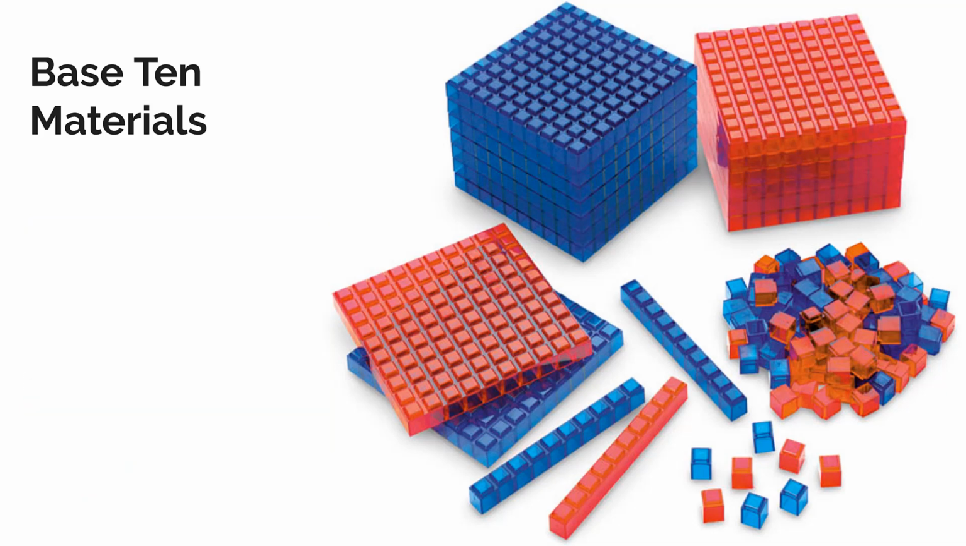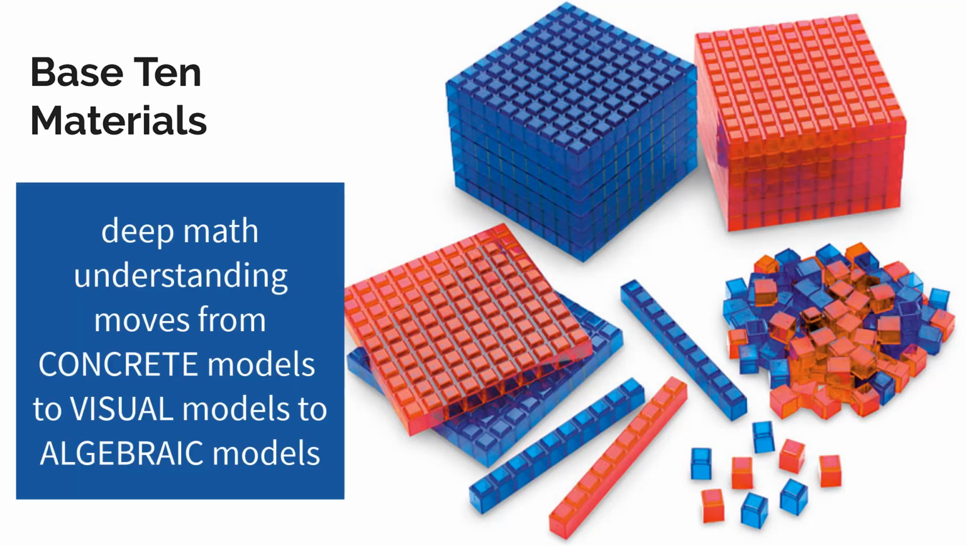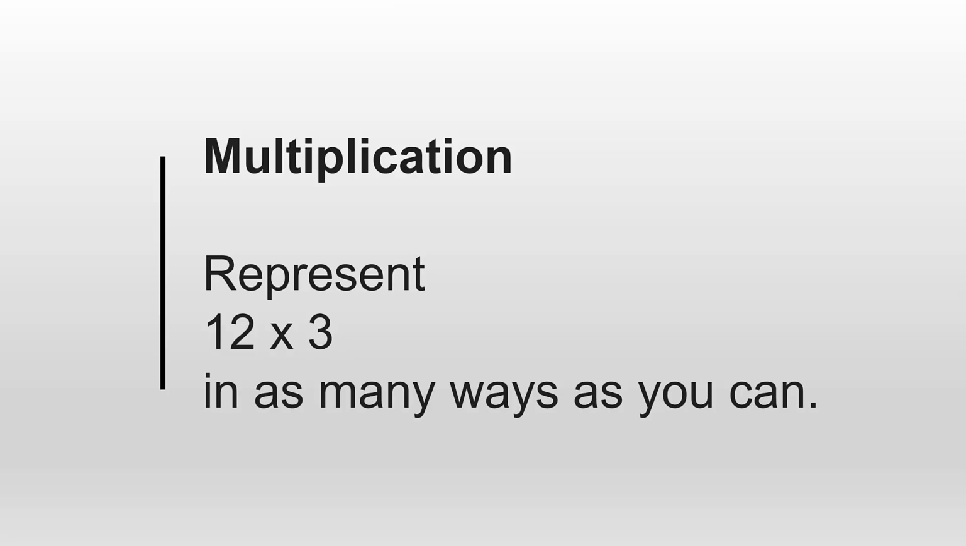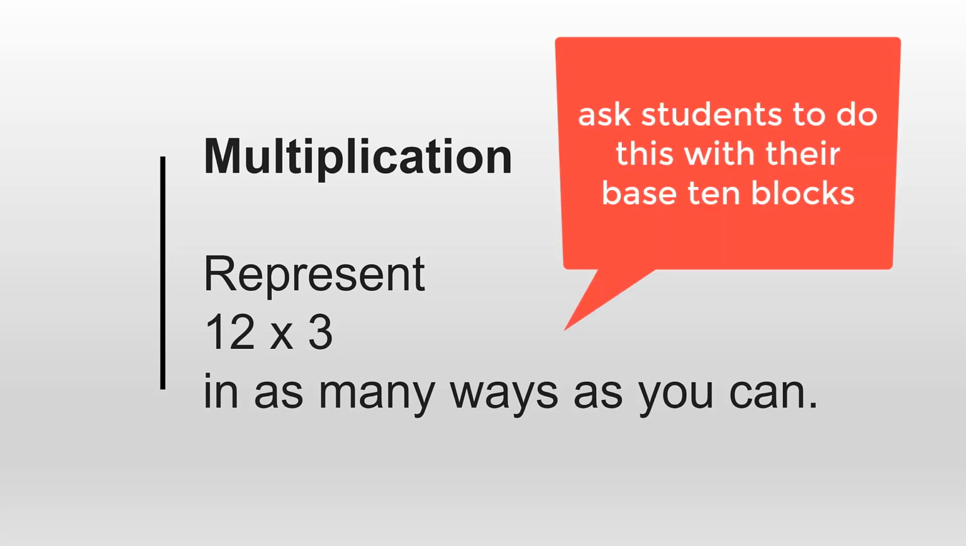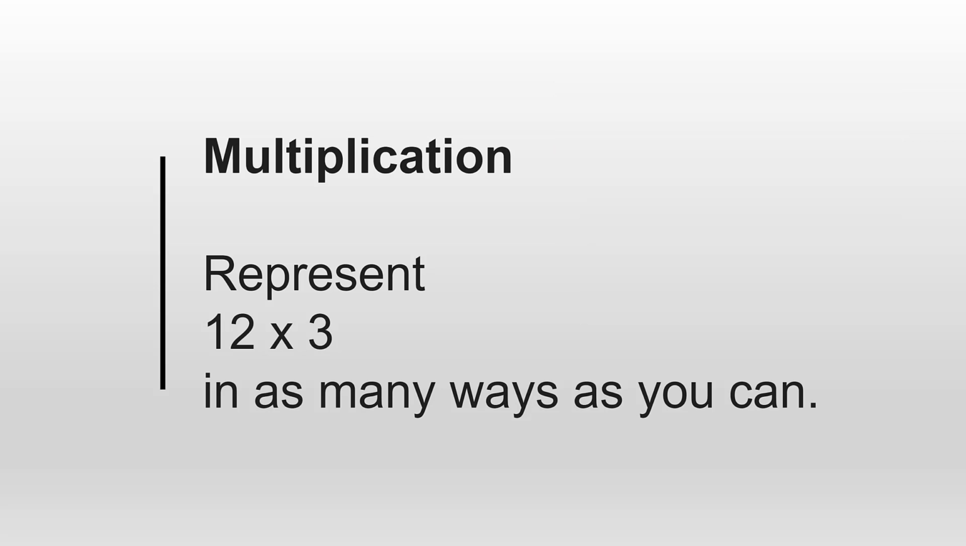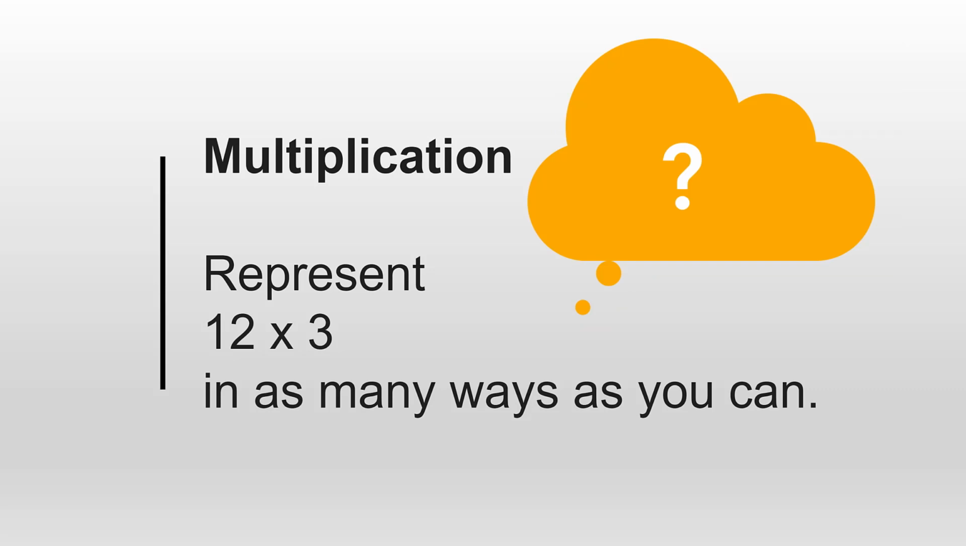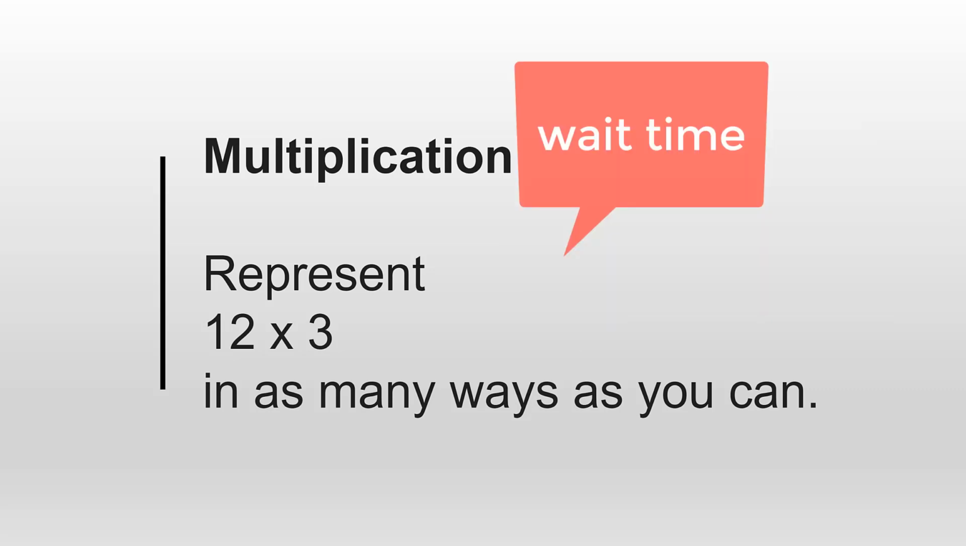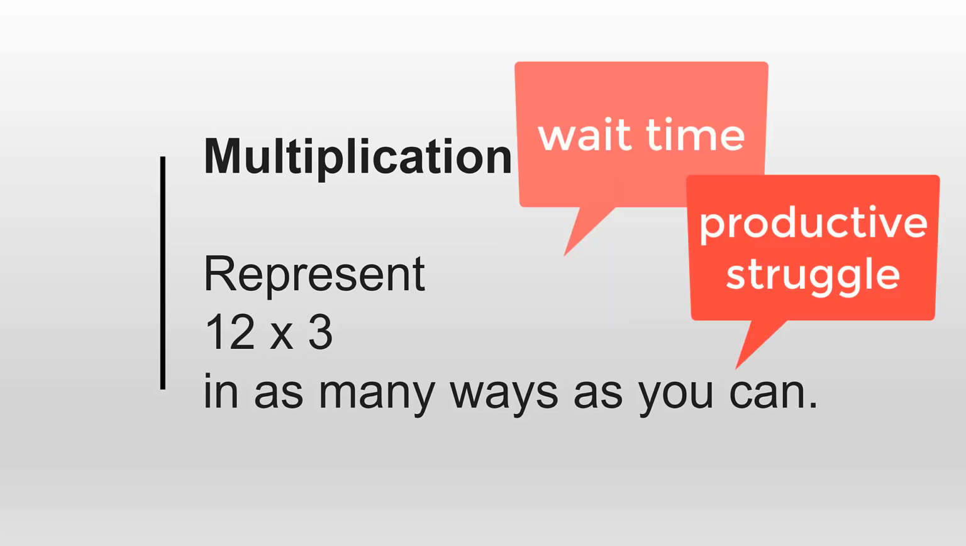We know that manipulatives are an important tool for learning math, and that many students, all students, begin their understanding in the concrete. So then once we've got these materials on students' desks, they know what each piece means, we're going to ask them to represent their understanding of 12 multiplied by 3 in as many ways as they can. Students might not know what we're asking them to do here. We're asking them to really represent their understanding of the meaning of multiplication, and it's really important we give them some wait time and we allow that productive struggle to happen.